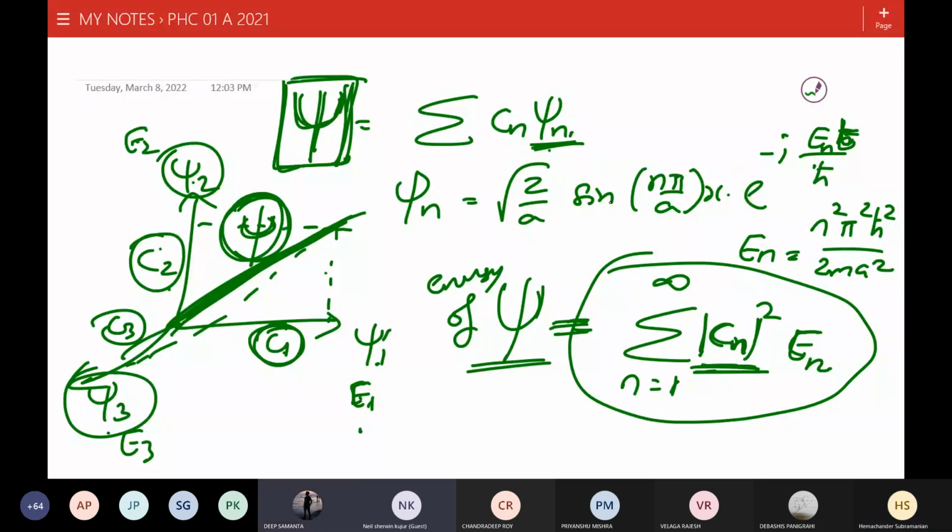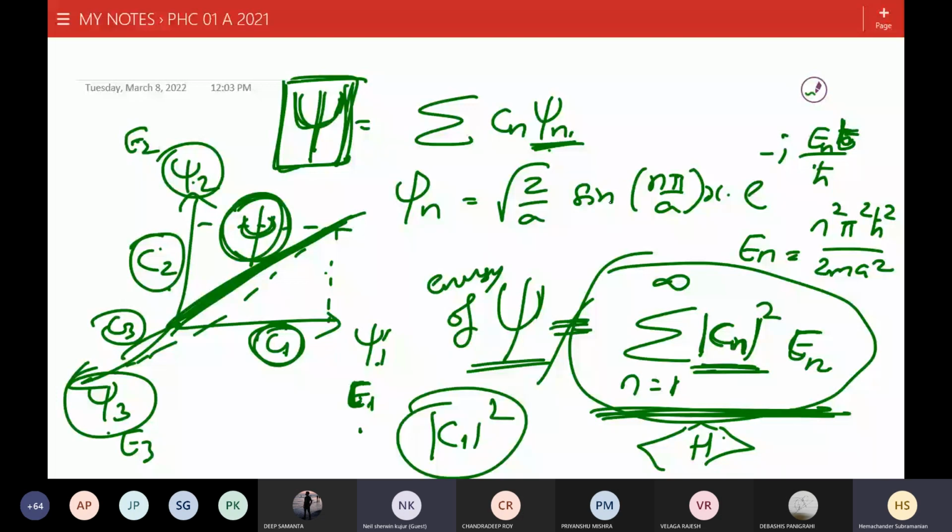May or may not. That's not the answer. The answer is you will not get this energy. This is an expectation value. This is the expectation value of H, the expectation value of the energy. You will not get that expectation value. You will get individual values. With the probability |C1|^2, you will get the value E1. With the probability |C2|^2, you will get E2.